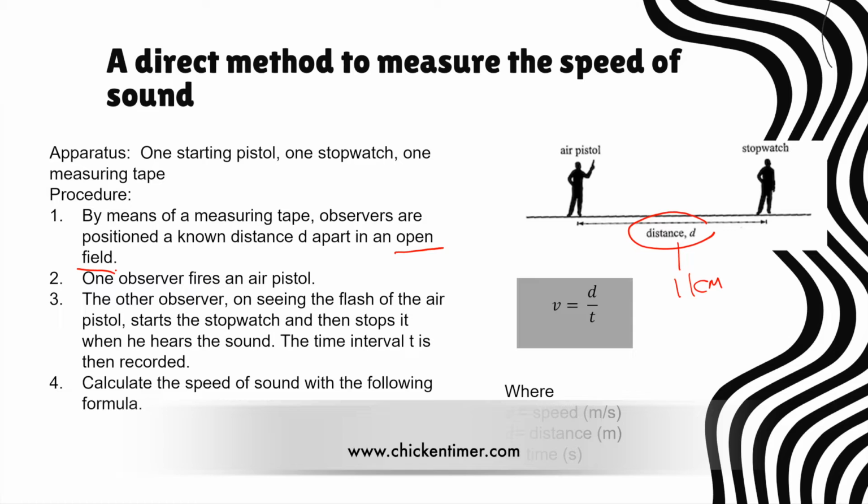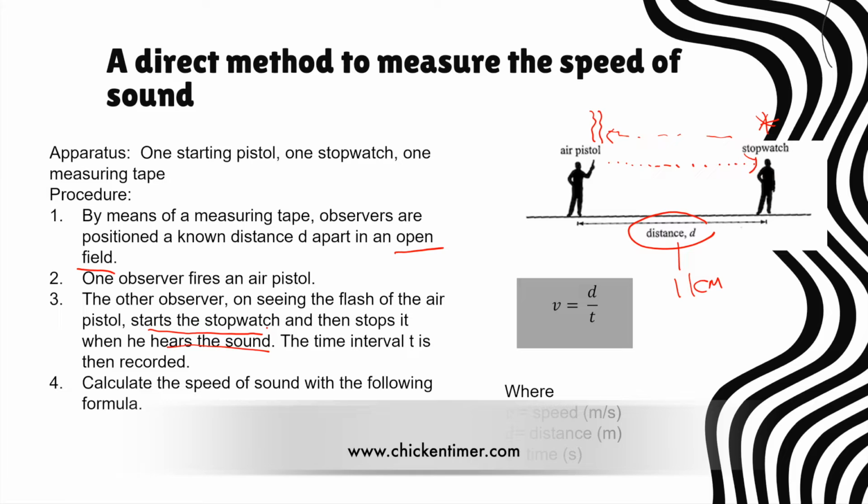Okay, number two. The observer will fire the air pistol. Once he fires it, you see smoke or a flash of light, depending on what the gun looks like. Then the observer who is here will see that flash, so he will immediately start the stopwatch. After that, the sound from the air pistol travels to the other observer. When the second observer hears the sound, he will stop the stopwatch.